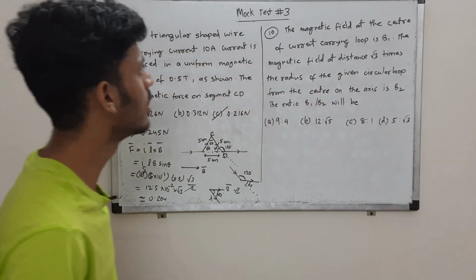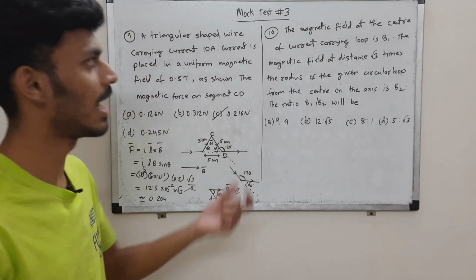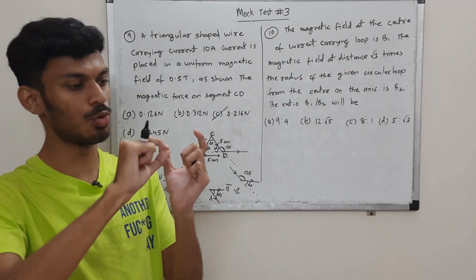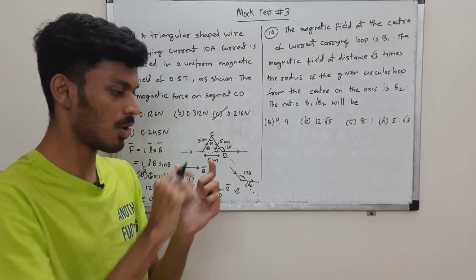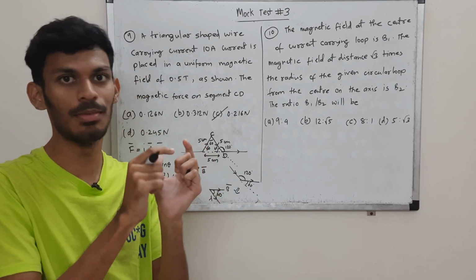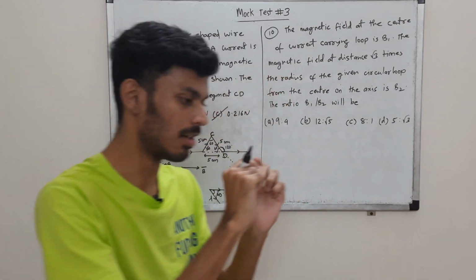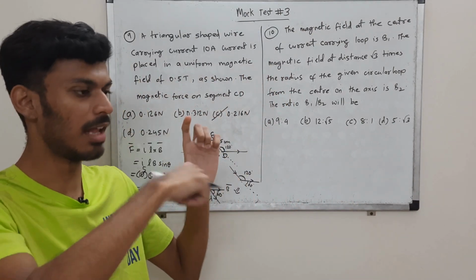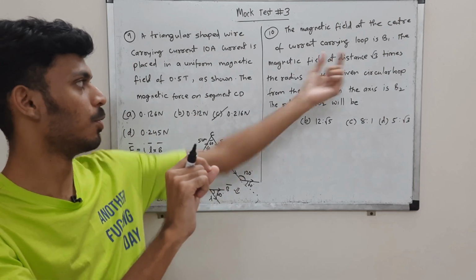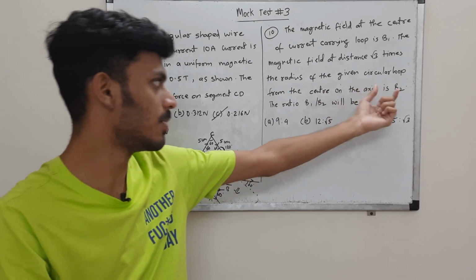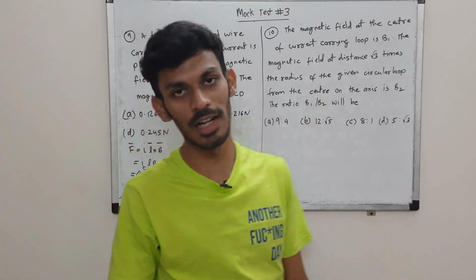Let's go to question 10. Here we have the magnetic field. First, at the center of a current carrying loop, it is B1, and at an axial distance root 3 times the radius of the ring, on its axis, the magnetic field at that point is B2. You are supposed to tell the ratio B1 by B2.